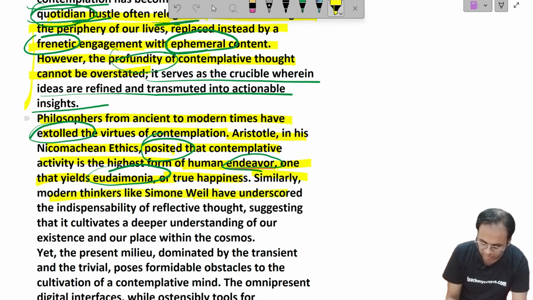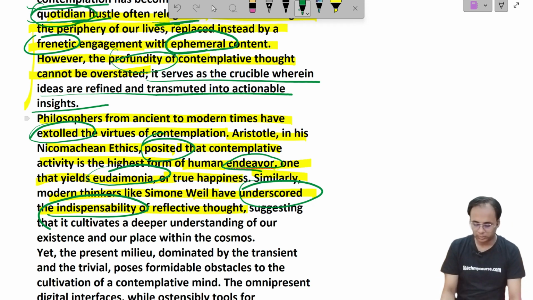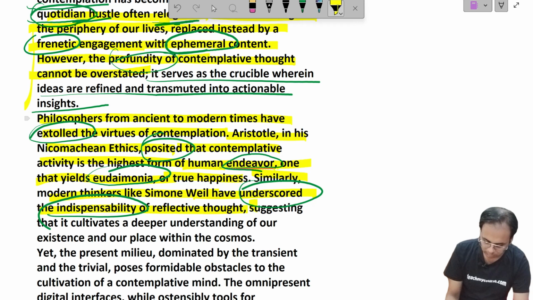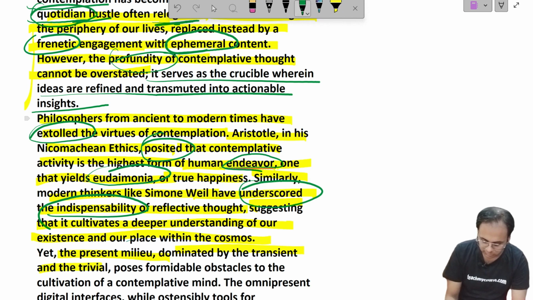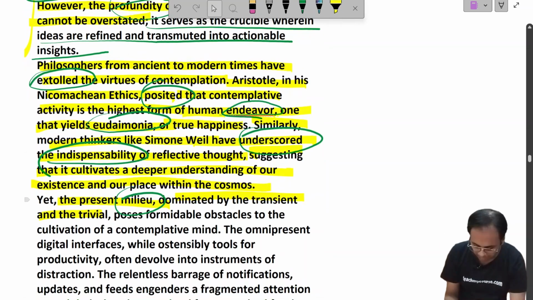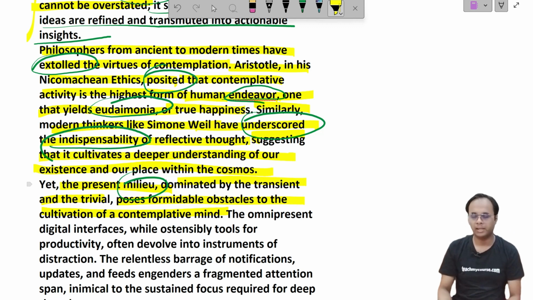Similarly, modern thinkers like Simone Weil have underscored the indispensability of reflective thought. Underscored means that she has highlighted the importance. Indispensability is something without which we cannot do much. So she has also underscored the indispensability of reflective thought, suggesting that it cultivates a deeper understanding of our existence and our place within the cosmos. Yet the present milieu, dominated by the transient and the trivial, milieu means the daily society in which we live, poses formidable obstacles to the cultivation of a contemplative mind, because this is a society which is all about trivial things. I've shared that video, I've shared that short with you, I've shared a joke with you. Due to which it is actually very difficult for anyone to go into contemplative thought.